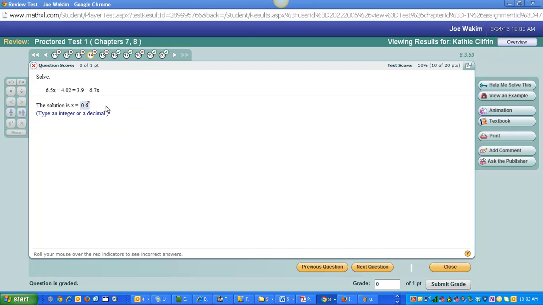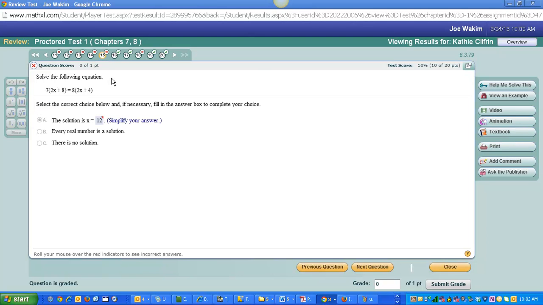On number 14, you have to move the 6.7x to the left, and move the 4.02 to the right. To do this, we add 6.7x to both sides. And 6.7 plus 6.5 would be 13.2x. Then you do the same, you add 4.02 to the right, and then finally you divide both sides by the coefficient of x.